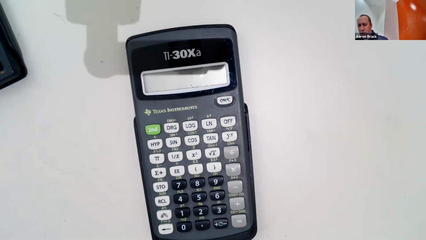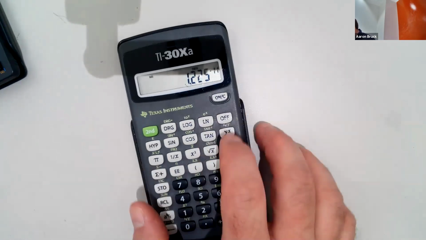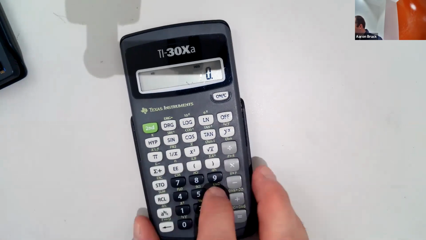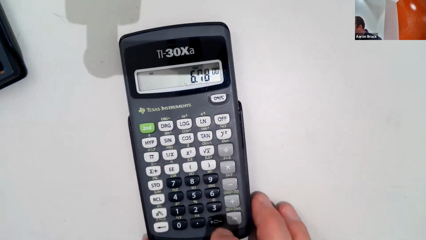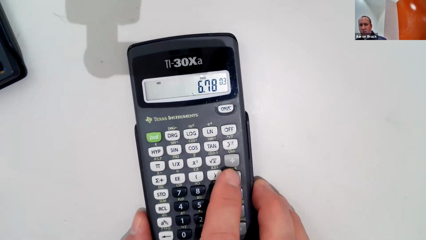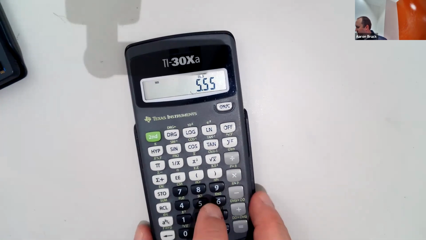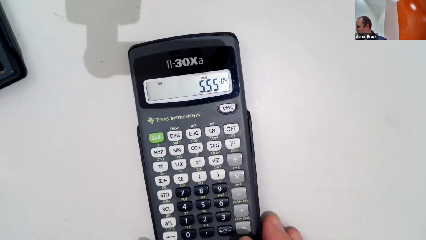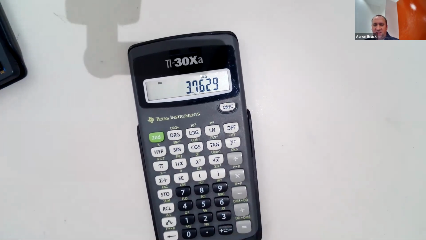Okay, so the numbers were 6.78 times 10 to the third. So on my calculator, I would put in 6.78 E3, multiply, and 5.55 times 10 to the negative fourth, equals 3.7629. Now that's what our calculator comes out with.